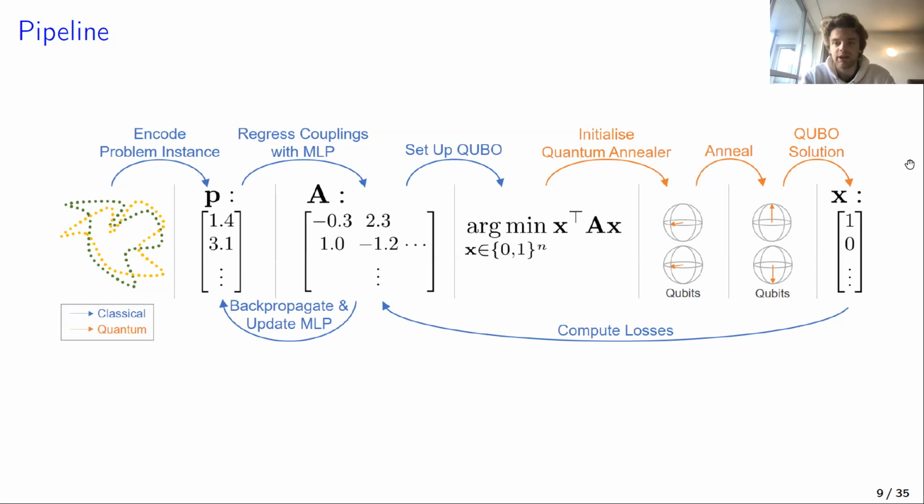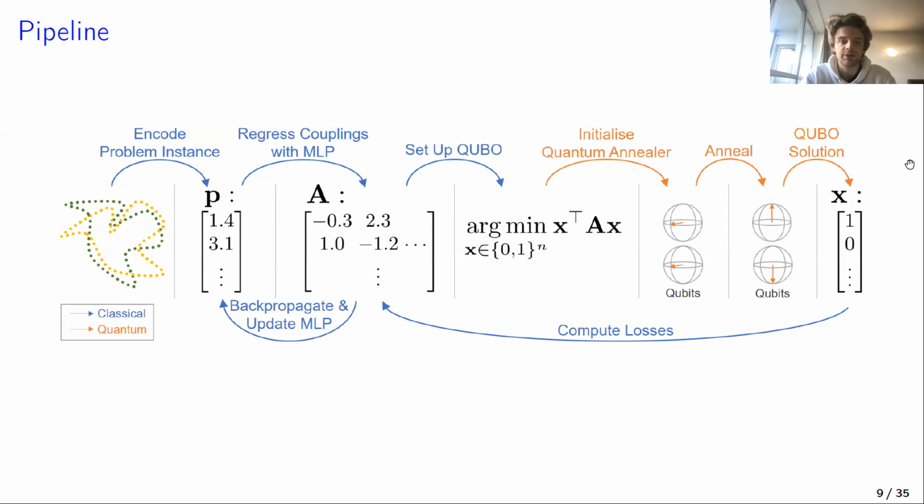Then we have generated our QUBO solution X, and we can use this QUBO solution X in order to compute the loss function of our network, and then use machine learning techniques like backpropagation to update our neural network, and then we can start the whole learning process from the beginning.